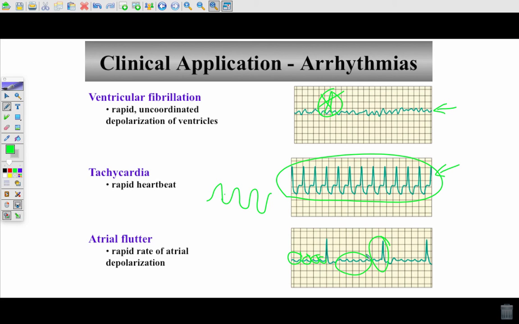This one would not be as bad because you're still getting a QRS complex. And the other thing to remember is, even though the atria are not depolarizing in an organized way, remember that 70% of the blood that is passed from the atria to the ventricles just passes through passively. So it does matter, but your person could still be okay with an atrial flutter because most of the blood is just passing through passively anyway.